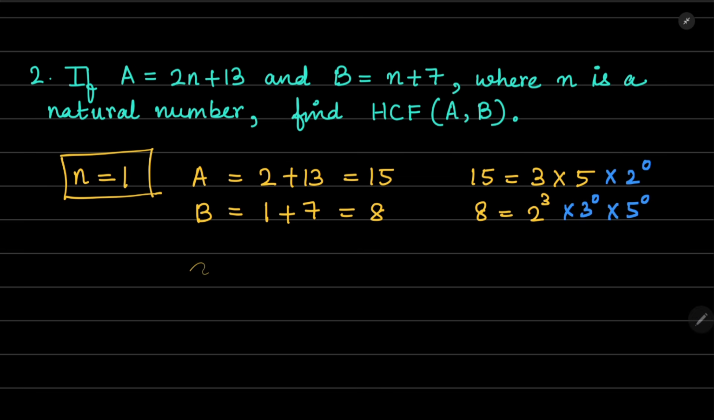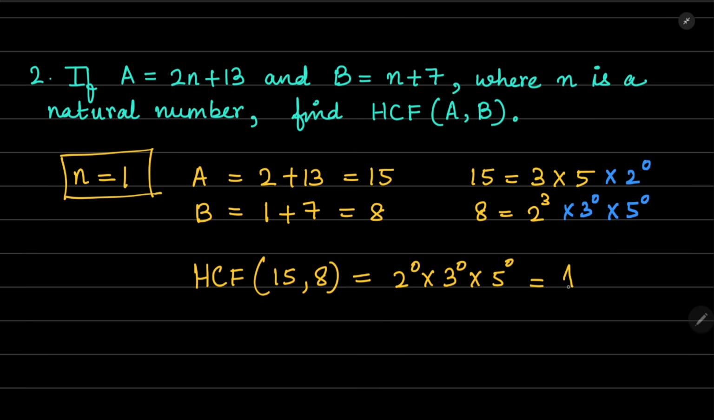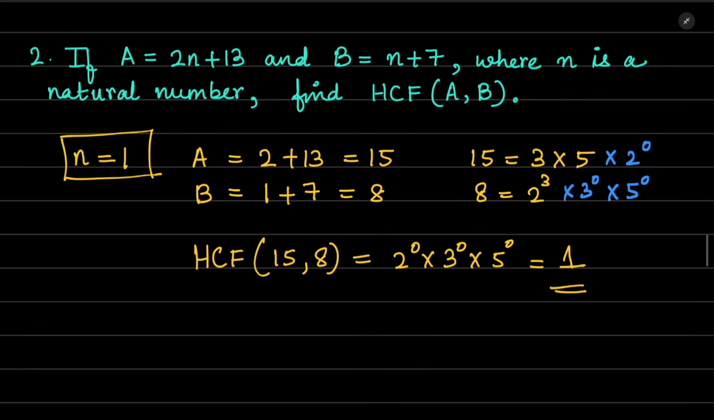Now, find the HCF. The HCF of 15 and 8 will be, take the lowest power. So it is 2 to the power 0. For 3, it is 3 to the power 0. For 5, it is 5 to the power 0. So the answer is 1. So what is the HCF of A and B? It is 1. Okay, so this is how you have to do it.